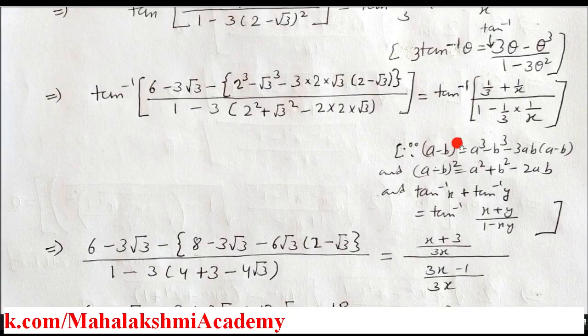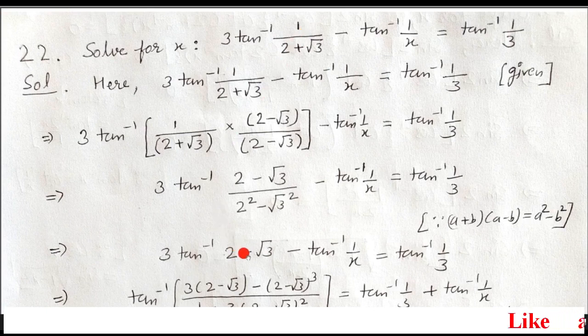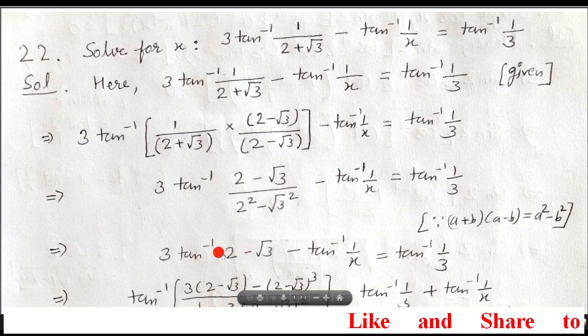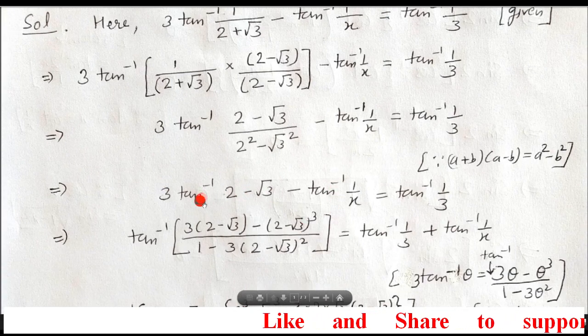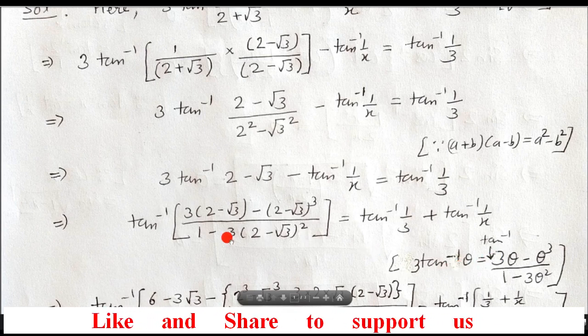So let's briefly understand how we did it. First we rationalized this fraction. Because of rationalization, we simply got here 2 minus root 3, use a bracket here, I forgot. Then use the 3 tan inverse theta formula. It's a very important formula and a very important step for this question.